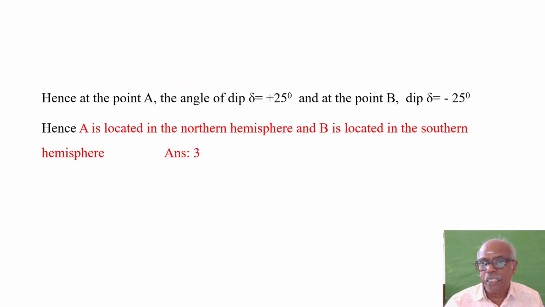So in that sense, you can easily understand that option B: A is located in the northern hemisphere, delta is plus 25 degrees, similar to Chennai. And B is located in the southern hemisphere. Option B is the right answer for this question.